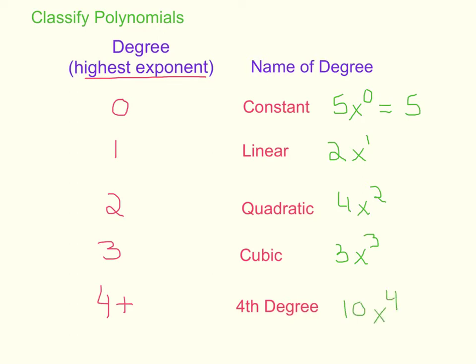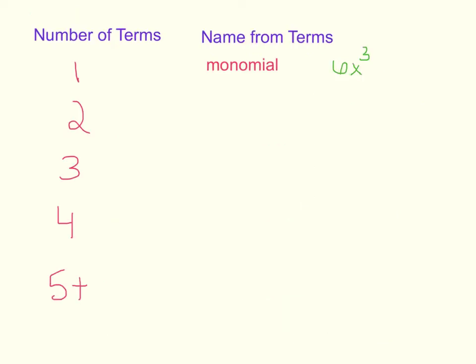Now all these examples that I gave you are polynomials that just have one term. They're called monomials. So now we have to look at how the name also changes depending on how the number of terms change. So number of terms, so maybe 1 term, 2 terms, 3 terms, 4 terms, and so on. When there's only one term, it's called a monomial. So an example would be 6x to the 3rd. The highest exponent is 3, and there's only one term, so it's called a cubic monomial.